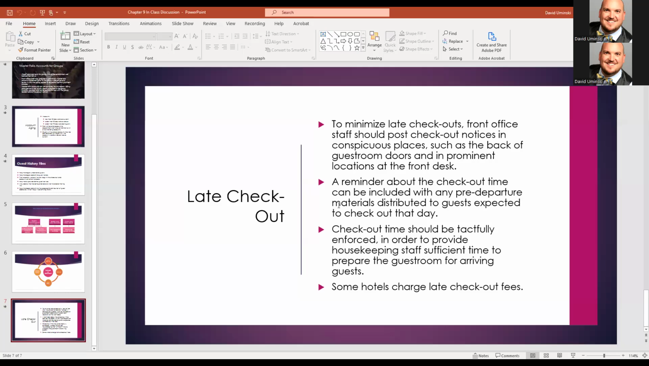Let's take about a 5-minute break to stretch, use the restroom, grab a drink, grab a snack, and we'll jump into housekeeping.